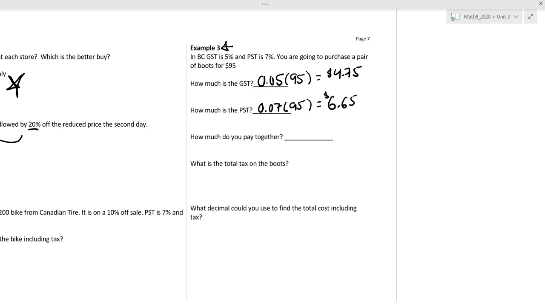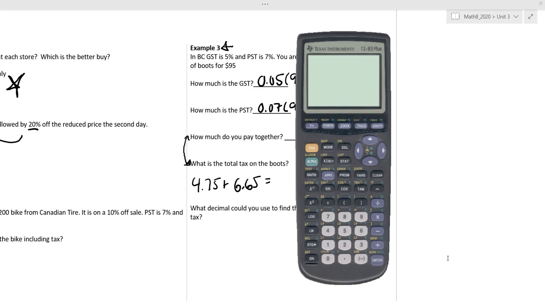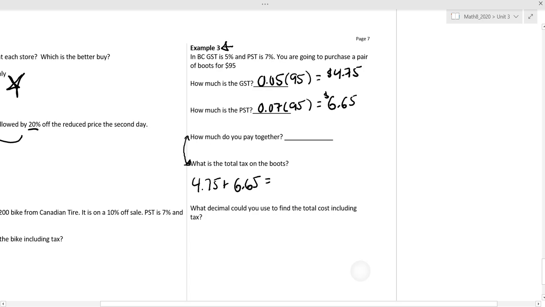Sorry, I should have rearranged the order of these ones. So what is our total tax? It's 4.75 plus 6.65. We add those two numbers together. 4.75 plus 6.65 should be $11.40 in tax.